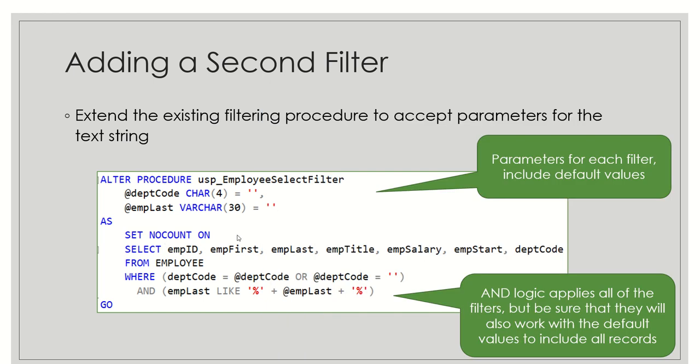Okay, so the two important things to remember are to pass input parameters for each filter and to use AND logic to apply the filters, but make sure that it also works with default values to include all records. So the default setting should be to just show everybody. Now let's take a look at the third option.